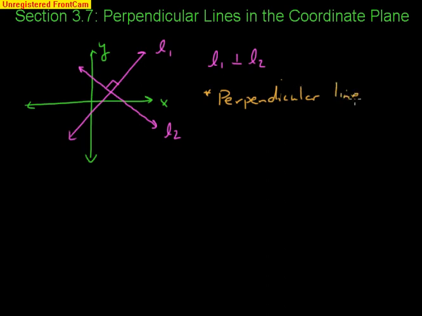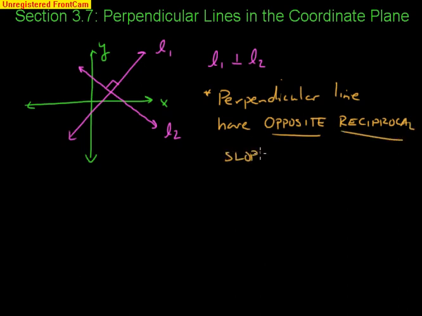Perpendicular lines have opposite reciprocal slopes. Perpendicular lines have opposite reciprocal slopes. Okay? So what in the world does that mean? Well, let's do this. Let's use this as an example.